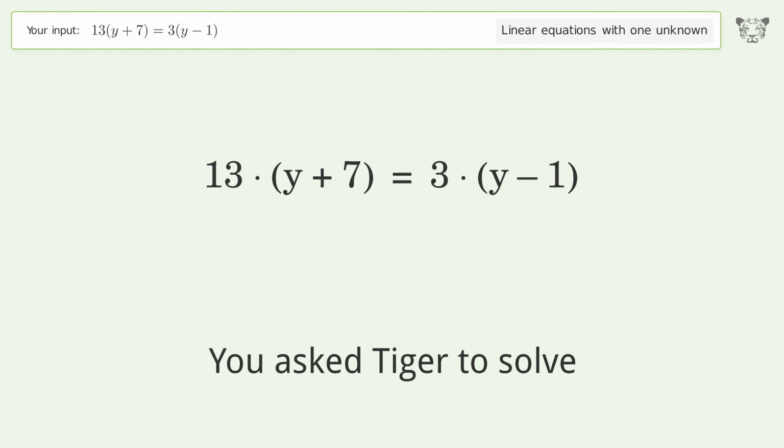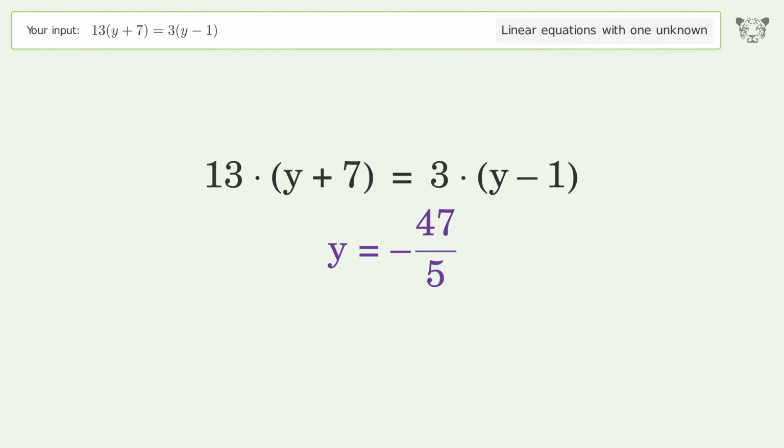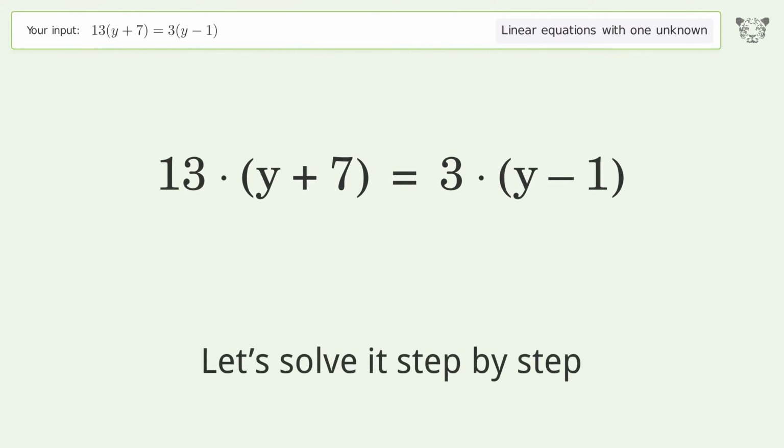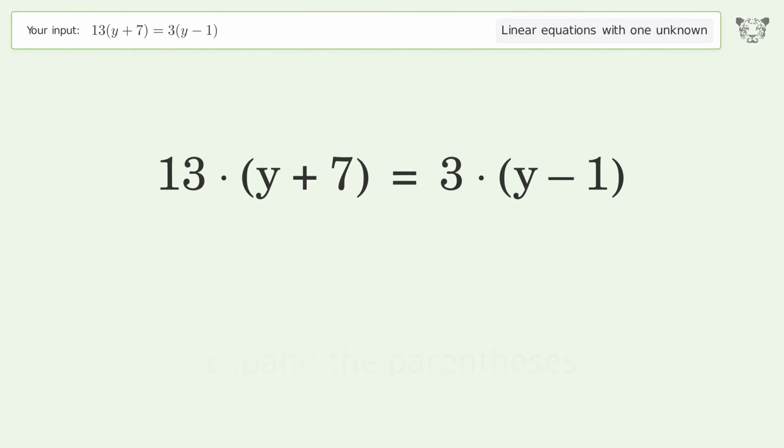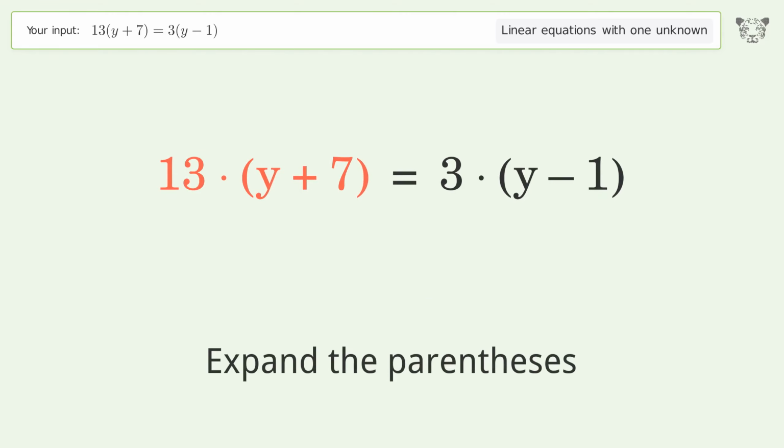You ask Tiger to solve. This deals with linear equations with one unknown. The final result is y equals -47/5. Let's solve it step by step. Simplify the expression. Expand the parentheses.